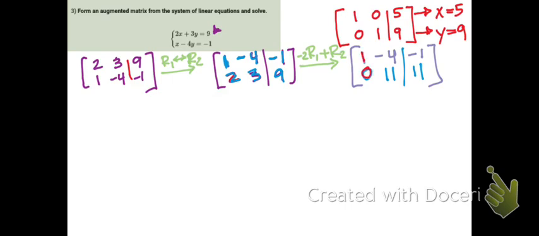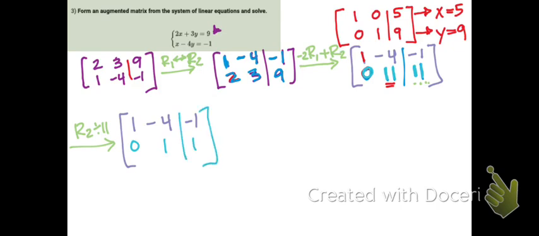Now we need to move on to our second column, and I want to change this spot to a 1. How can I change 11 to 1? Well, if I divide it by 11, then I would have 1. And I notice if I divide this by 11, I get 1 as well. So let's take row 2 and divide it by 11. My row 1, again, stays the same, so I still have my 1, negative 4, and negative 1. But my second row, I'm going to take this 0 and divide it by 11, and I get 0. This 11 divided by 11, I get 1. And this 11 divided by 11, I get 1.